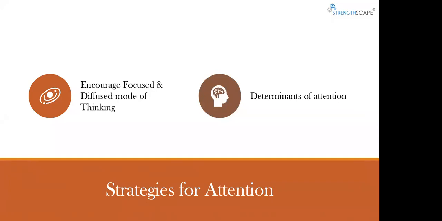The next is the determinants of attention. Of course, if you want to get attention of people, there are various factors that can help in getting attention. Things like the color, shape. If I'm taking you through a PPT and suddenly something is given in a different shape or a different size or a different color, that immediately gets attention of people. And that's where your prefrontal cortex is focusing attention. So basically grabbing attention, there are different strategies that we can use also.